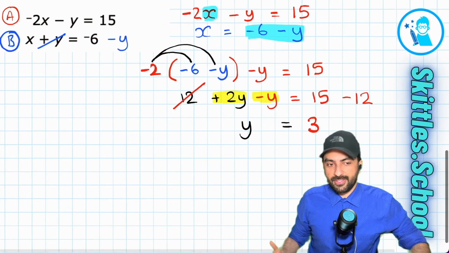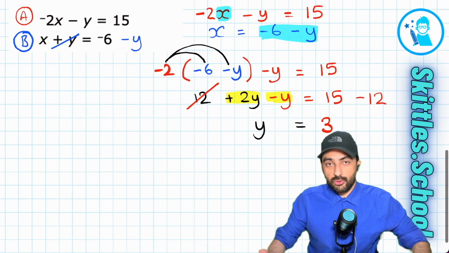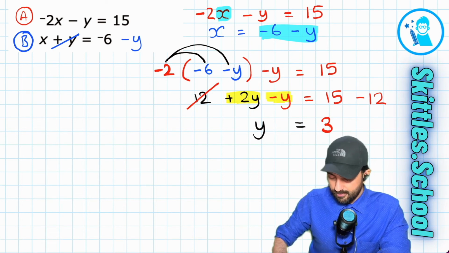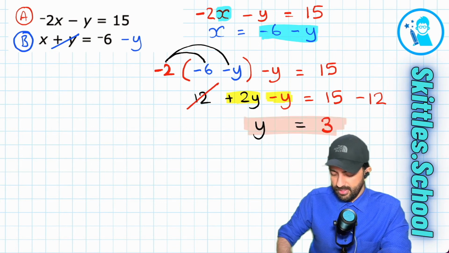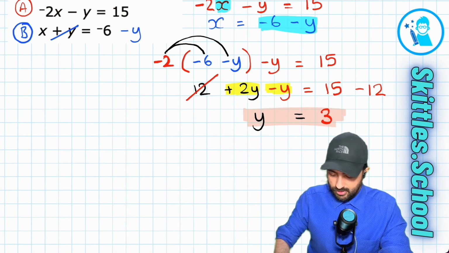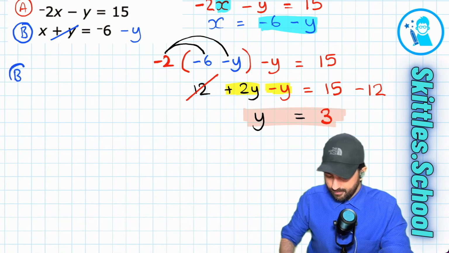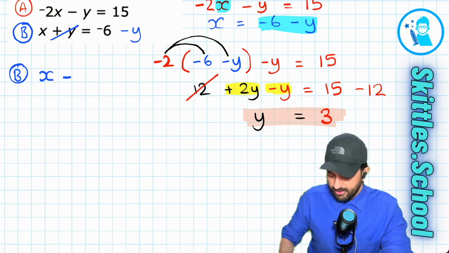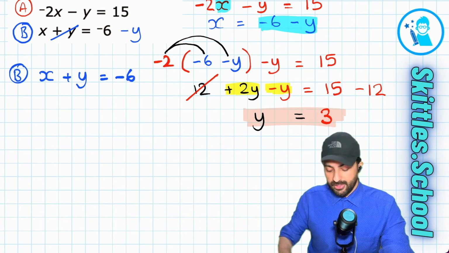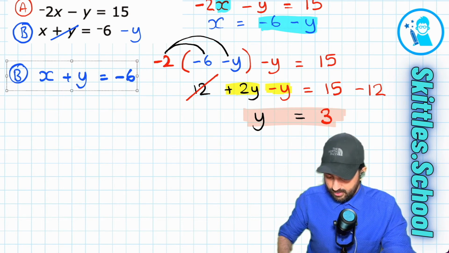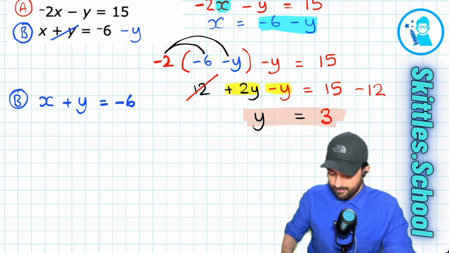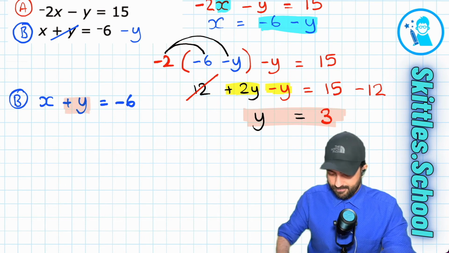We've worked out y. We can use that to work out x, to calculate the value for x. So we know what y is. Y is 3. Let's substitute that back in to equation B. So equation B is x plus y equals -6. And we're going to sub it in. So we know that y is 3. So I'm going to replace the y with 3. Let's try that.